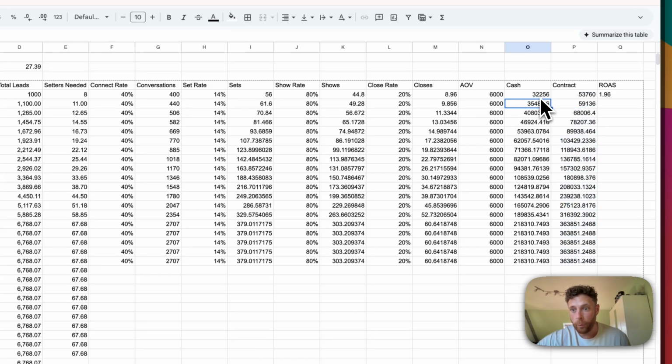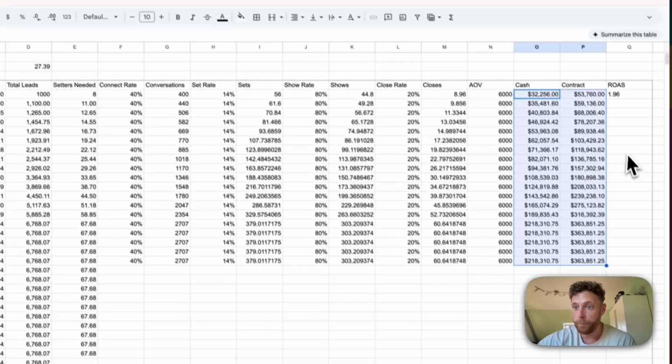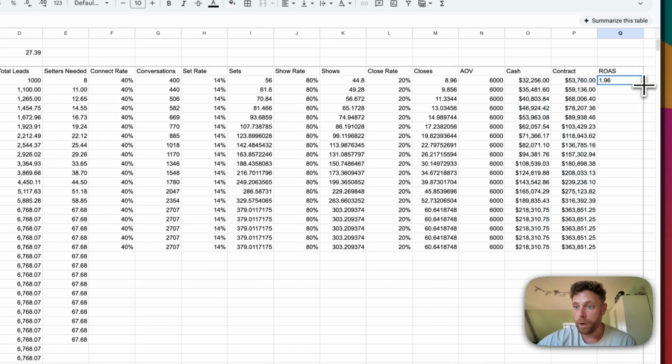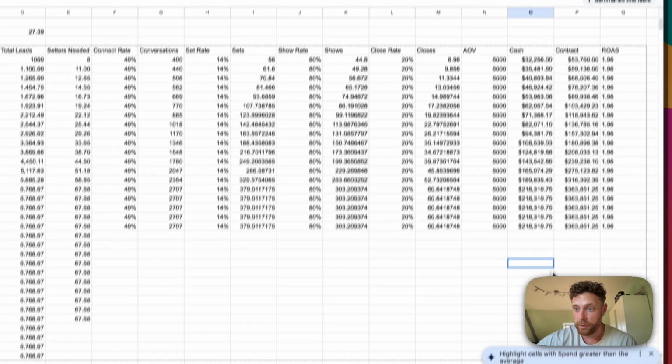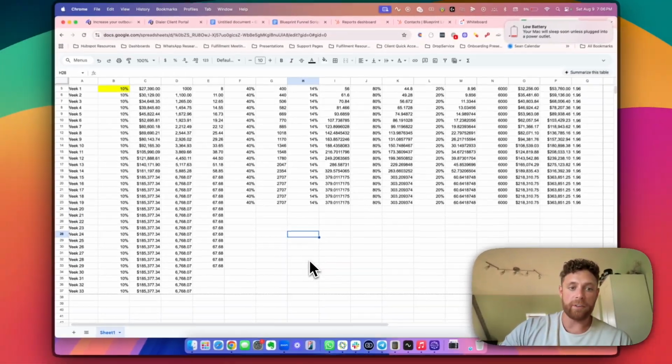Boom. Let's make both of these columns cash. There we go. And then our ROAS, so this should relatively be the same, right? Perfect. So we can see how this thing starts to scale.